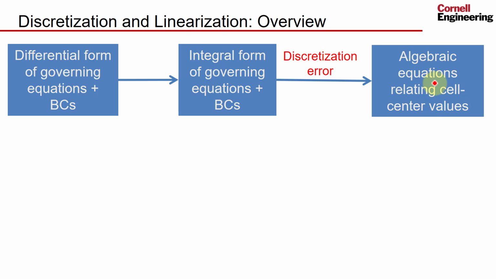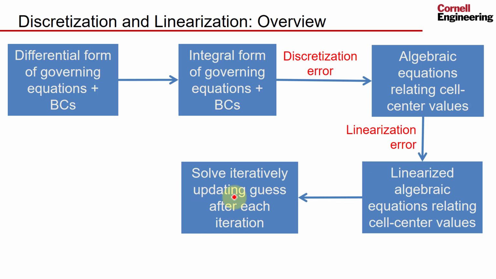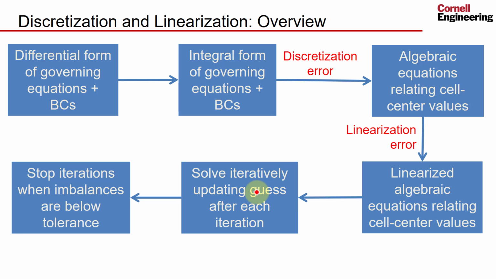But then these are nonlinear. In our case, the momentum equation is nonlinear, so we have to solve it iteratively. So what you have to do is linearize these algebraic equations about guess values, and in the process you introduce a linearization error. And to drive that linearization error below a tolerance, you have to solve iteratively, updating the guess after each iteration. And how do you know when to stop the iterations? You stop them when your mass, momentum, and energy imbalances are below tolerance.